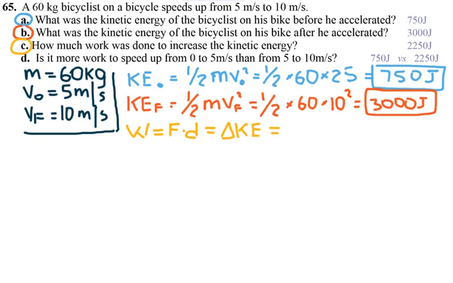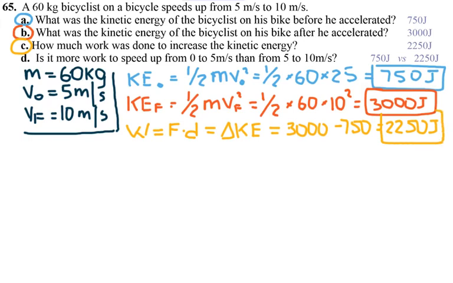So now it is 3000 joules. It used to be 750 joules. So that means the energy is equal to 3000 minus 750, and that is 2250. So this is how many joules of energy were put into the system.